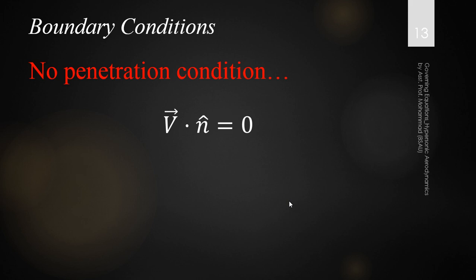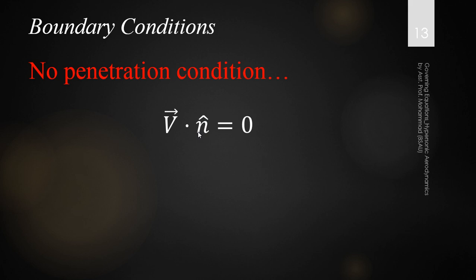So it means that there will be no normal velocity. The normal velocity component at any location on the surface will be 0. So if we take the dot product of the total velocity and the normal vector at any particular point on the surface, then it should be 0. This simply tells that there is no normal component of the velocity.